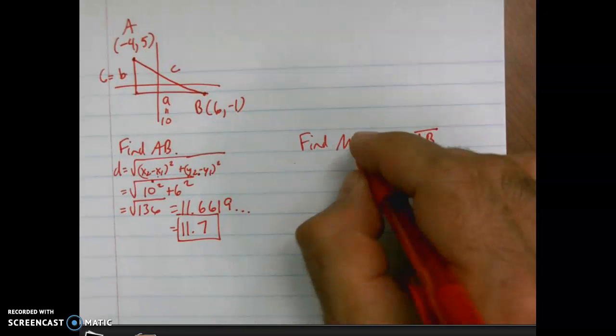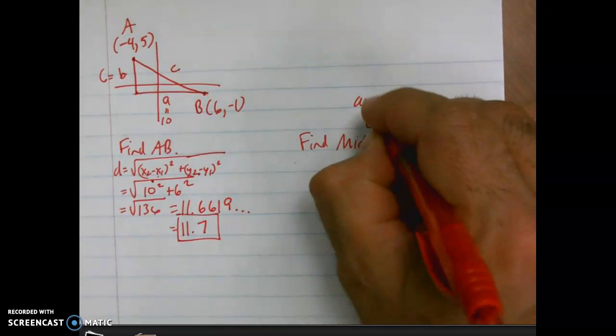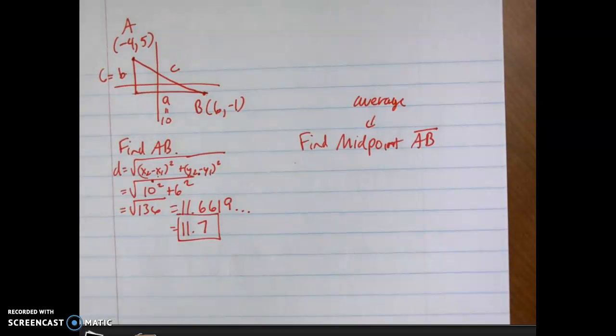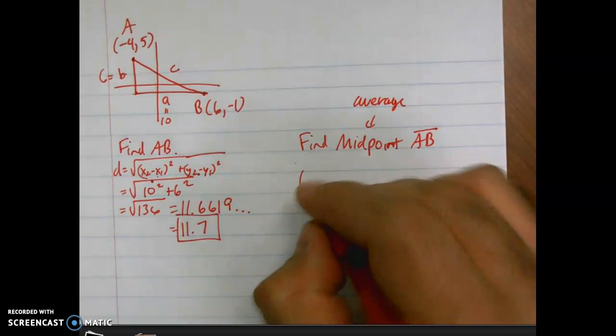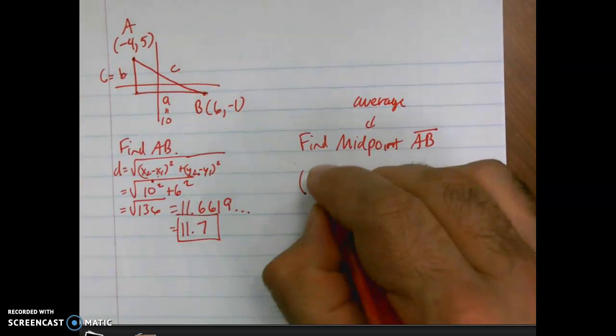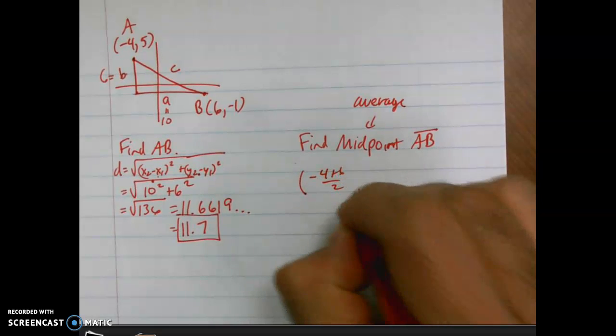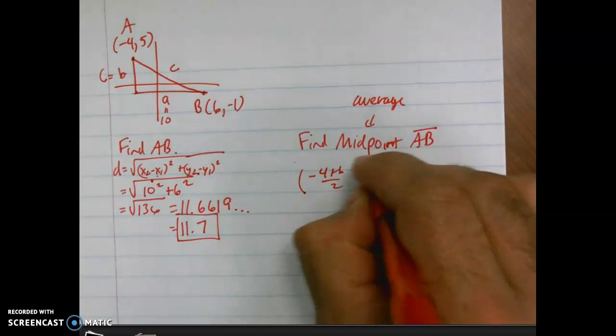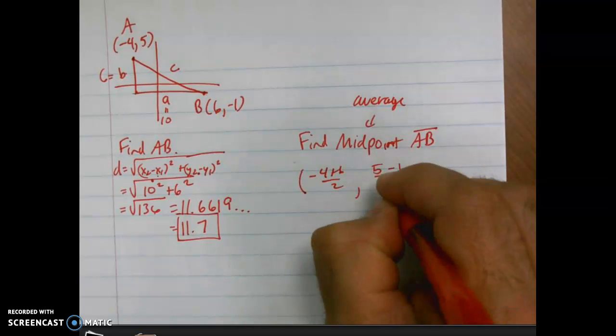Midpoint of AB. Midpoint is average. Halfway between. It's the average of two numbers. It's the average of 2 points. Okay? My x-coordinates are -4 and 6. -4 plus 6 divided by 2. My y-coordinates are 5 and -1. 5 minus 1 over 2.